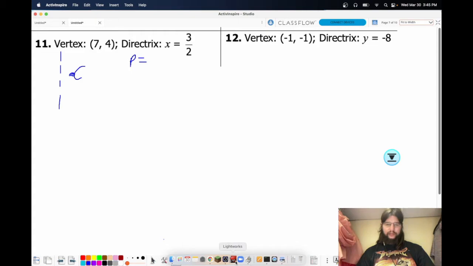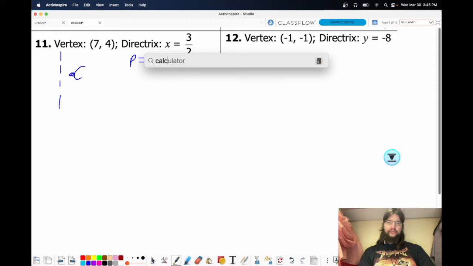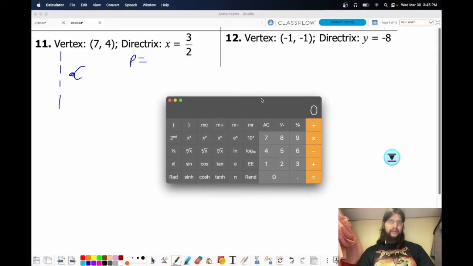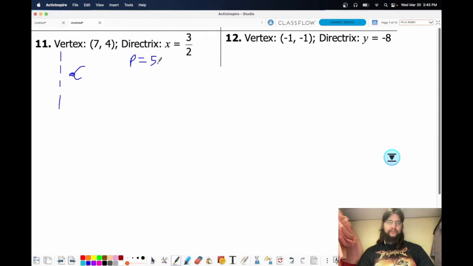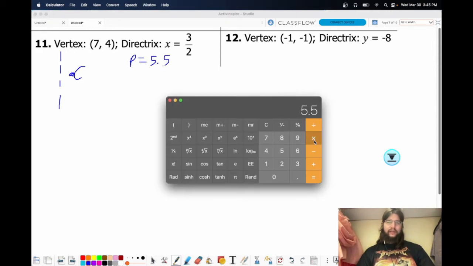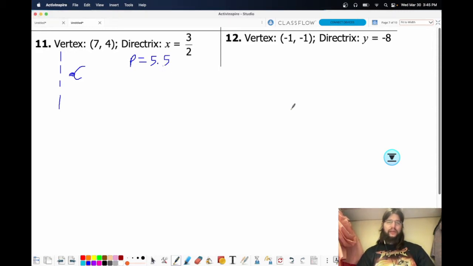Let's use a calculator for that, just to be safe. The distance between 7 and 3/2, that's 1.5. That's 5.5. We're going to need to multiply that by 4 to get what we need here, 22. So it's going to be y squared first. Y minus 4 squared is 22. X minus 7.